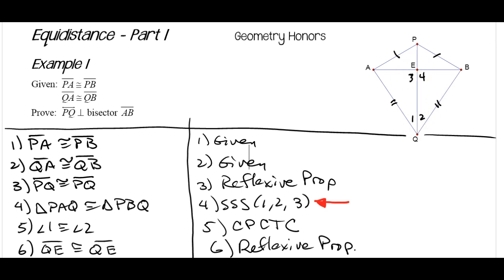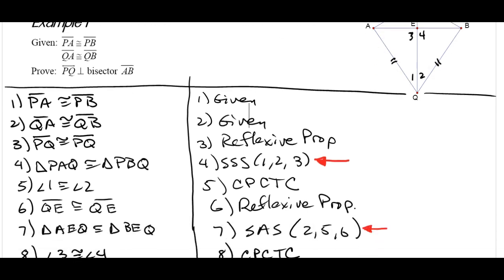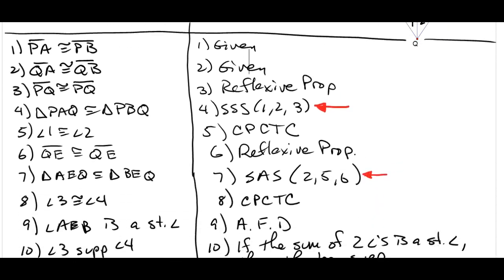And then 1 and 2 are corresponding parts of the big triangles, and they're also parts of the small triangles, so that's going to help us prove those. So, up to here, this is our detour. We've got two sets of triangles congruent, and then I've got angle 3 and angle 4 congruent. And remember, to get perpendicular, I need right angles, and to get right angles, I'm going to have to get them supplementary and congruent.